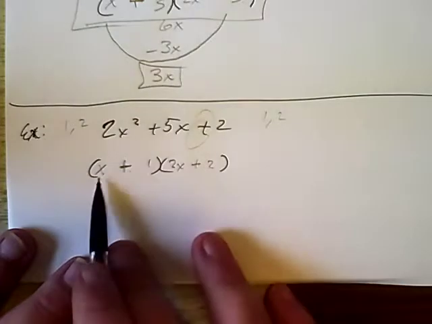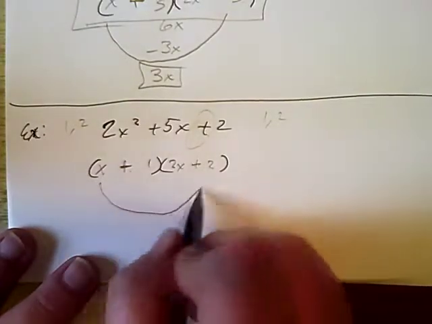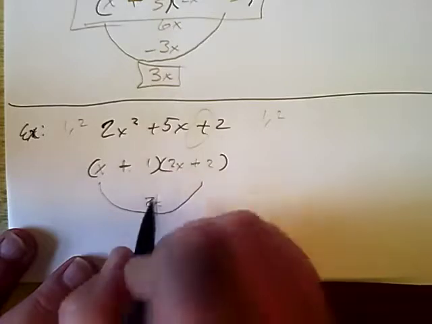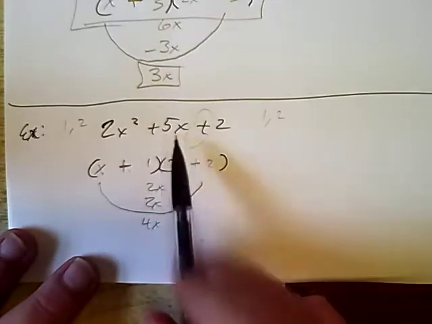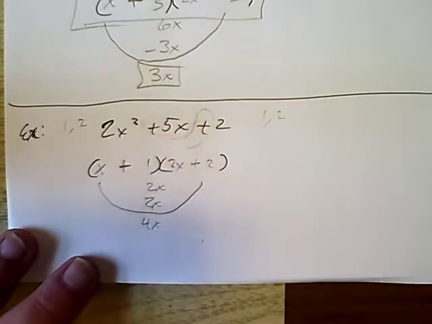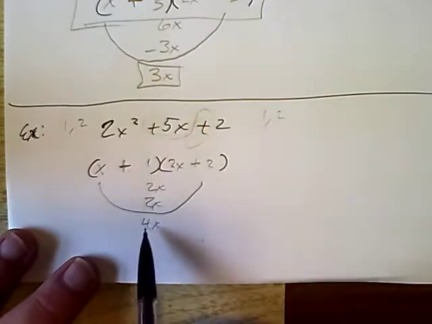Time to check. X times 2 is 2x. 1 times 2x is 2x. 2x plus 2x is 4x. Oh, man. Okay, so I needed to get to 5x, and I'm only at 4x.